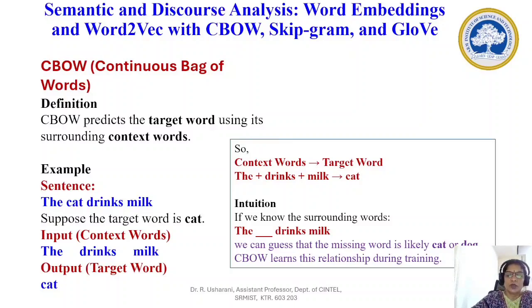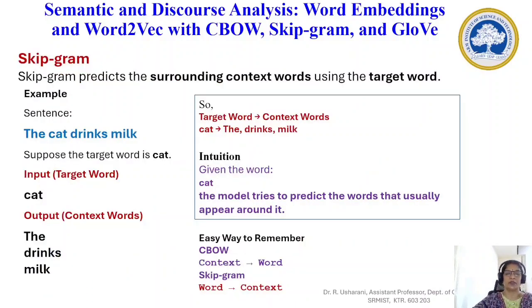So the context words to target word mapping is: the context words are the plus drinks plus milk, and the output target word is cat. The intuition here is that if we know the surrounding words, the dash drinks milk, we can guess the missing word is likely cat or dog. So CBOW learns this relationship during training. On the other hand, skipgram predicts the surrounding context words using the target word.